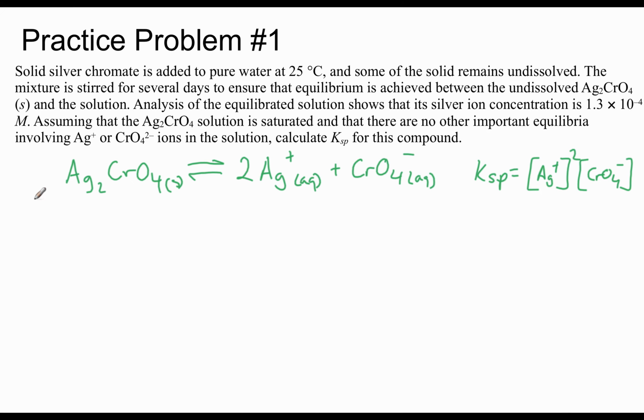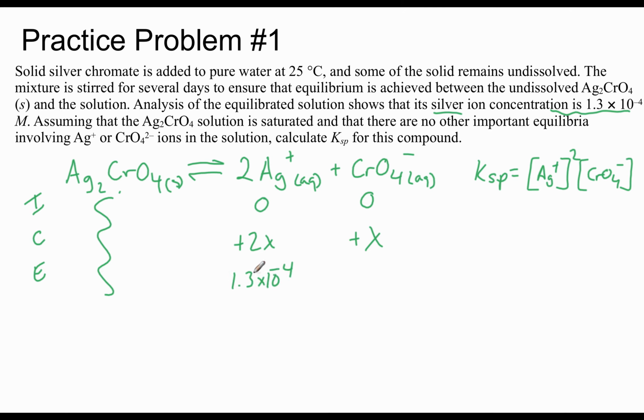So it's going to be an ICE chart. But the nice thing is we don't even need to worry about this part. We're only worried about initially what we have here, and it says that there were no other reactions, so that's fine. Our change would be plus 2x for this and plus x for this. And it says that at equilibrium, we have a silver ion concentration of 1.3 times 10 to the negative fourth.